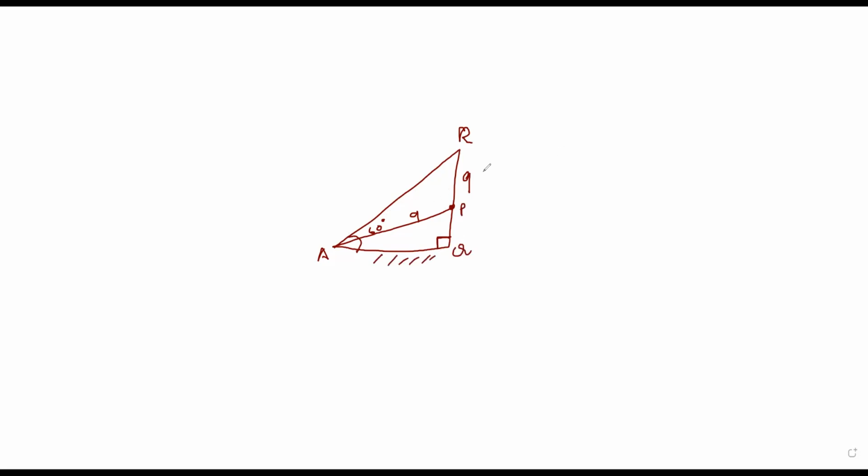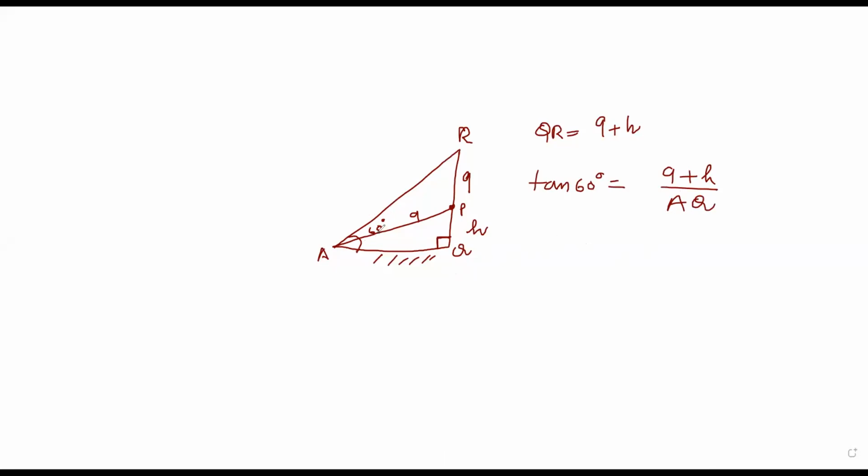So this one I'm taking as H. I need to find actually 9 plus H, isn't it? Because the height of this flag staff, that is QR, is what I have to find out. I'm just writing tan 60. Tan 60 is equal to 9 plus H divided by AQ.